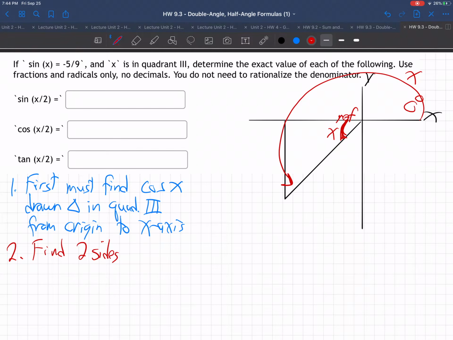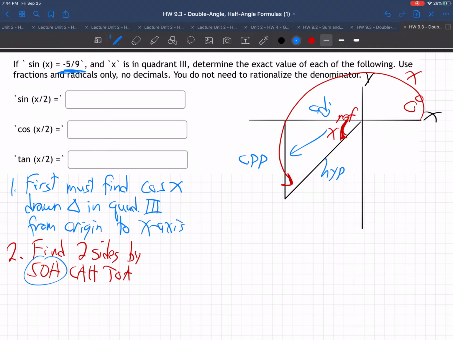Find two sides by SOHCAHTOA. I've done this a million times, right? So here, let me back up. This is the opposite side from x. This is the adjacent. This is the hypotenuse. So what did they tell us? Sine is negative 5/9. Remember, SOHCAHTOA, sine is opposite over hypotenuse. So the opposite is negative 5. The hypotenuse is the 9.